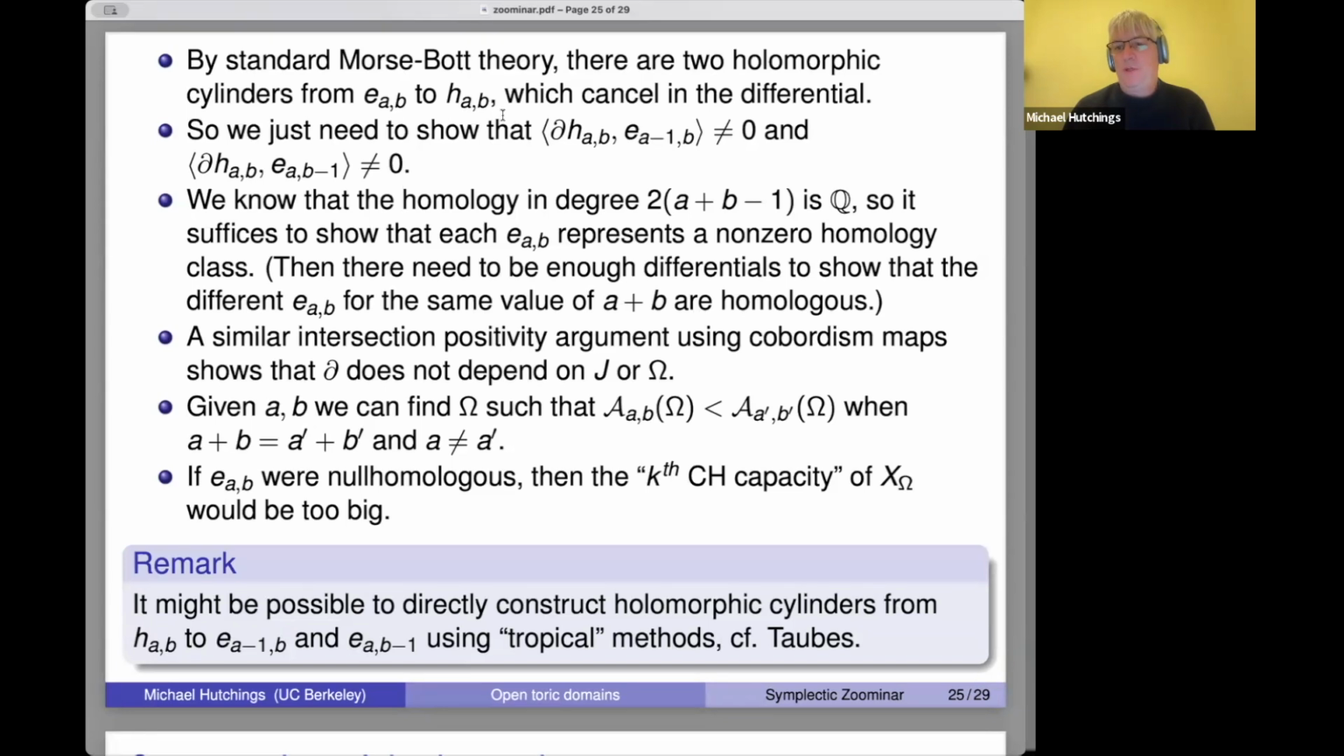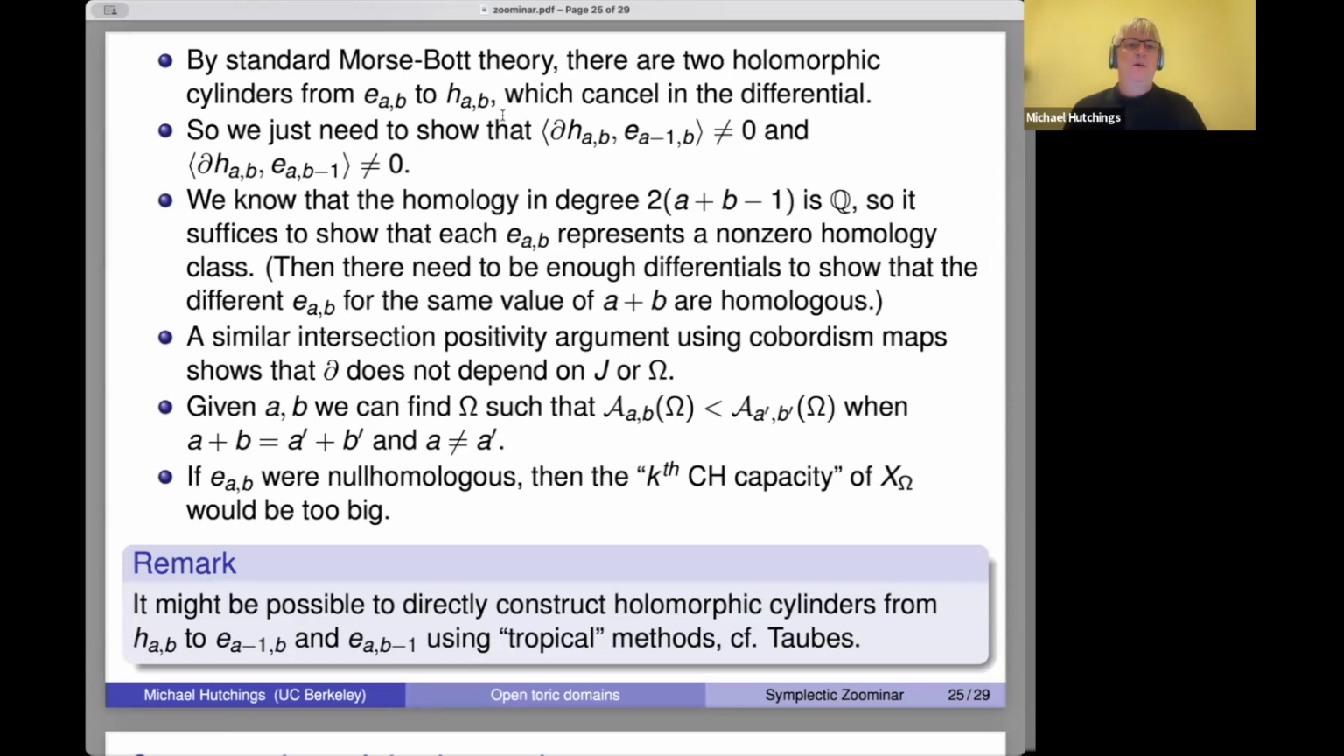So this is a standard picture for Morse-Bott theory. So I have this Morse-Bott circle of Reeb orbits. I perturb it using a Morse function, and then the flow lines, sorry, the cylinders between the non-degenerate orbits correspond to flow lines of this Morse function. And there are two of those, they cancel, unless you use some twisted coefficients.